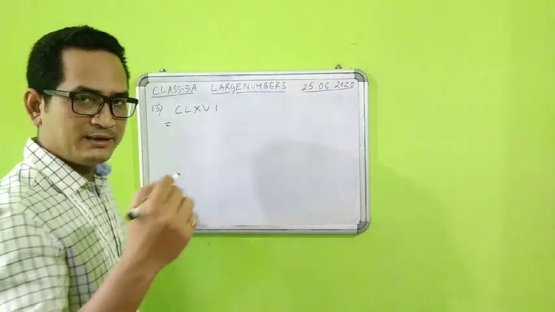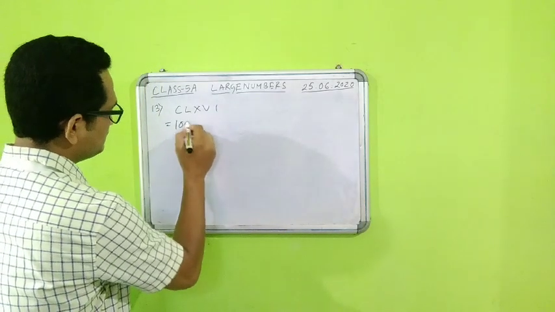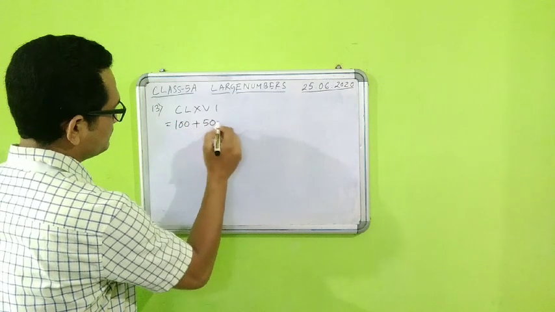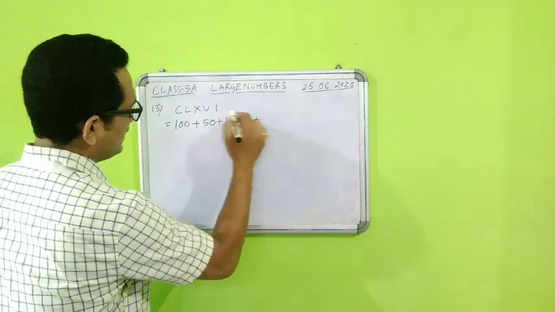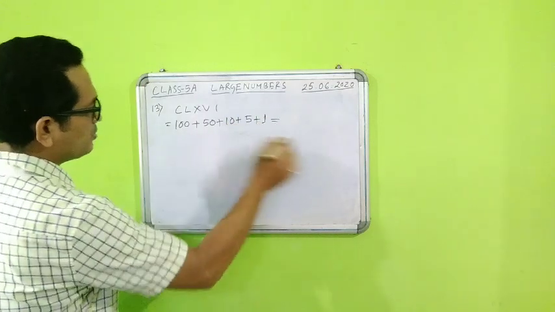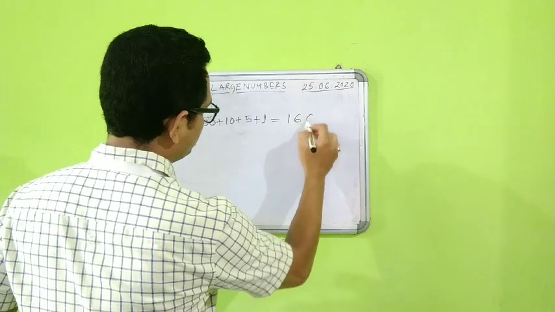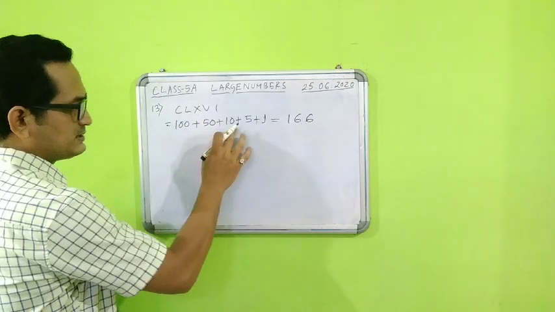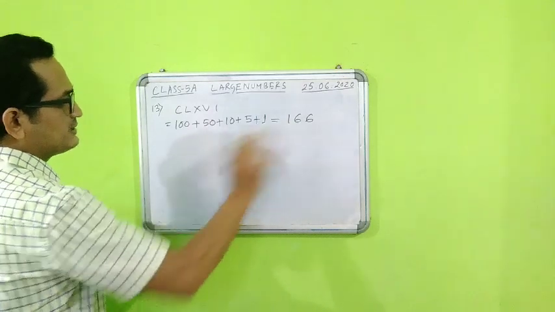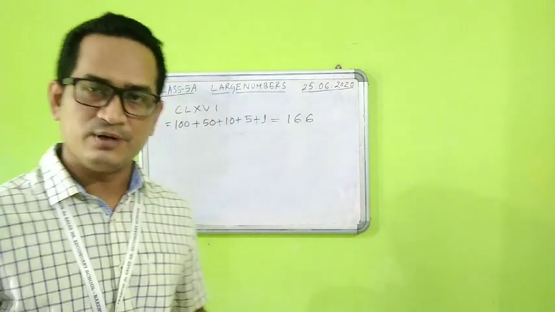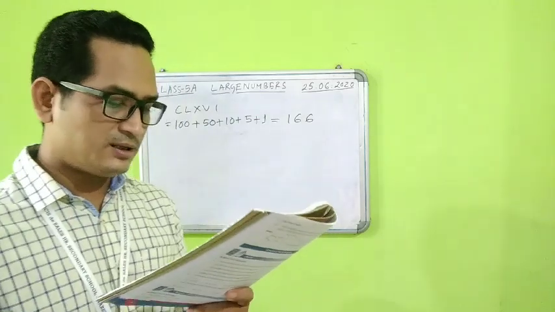If I have to write this number in the Hindu Arabic system, C means 100, L stands for 50, X stands for 10, V stands for 5 and I stands for 1. So if you add all this, how much will you get? It will be 166, because 150 plus 10 is 160, 160 plus 5 is 165, plus 1 is 166. So CLXVI stands for 166. So that is question number 13.